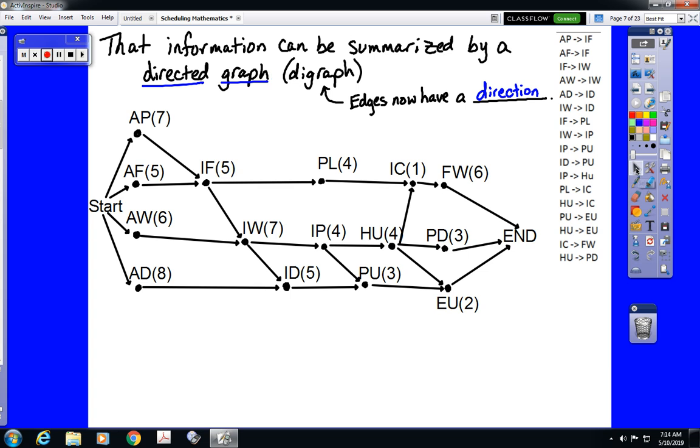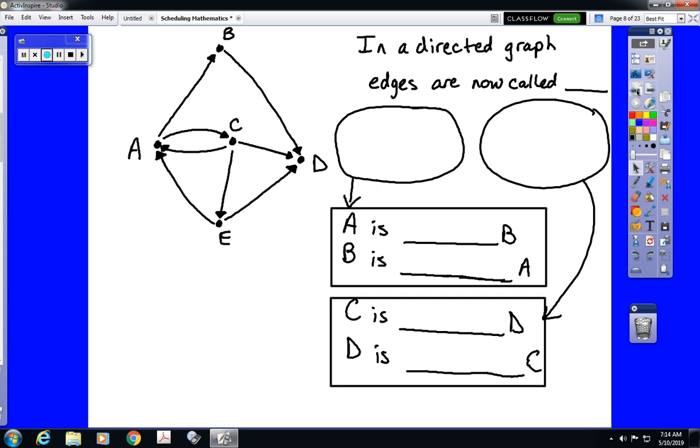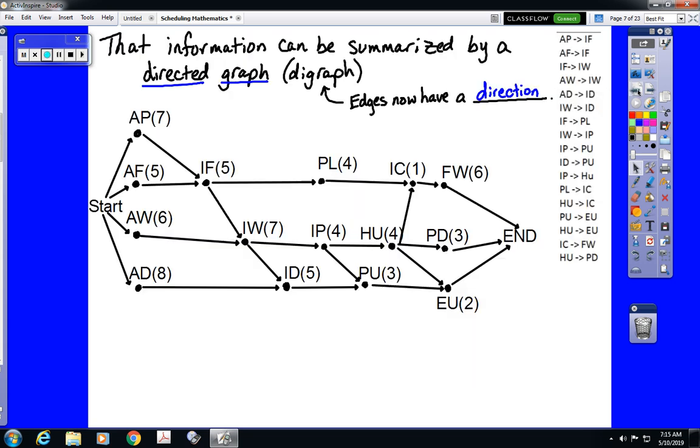That might be it for this video. Yes, it is. Okay. So in the next video, we'll discuss the vocabulary for directed graphs.